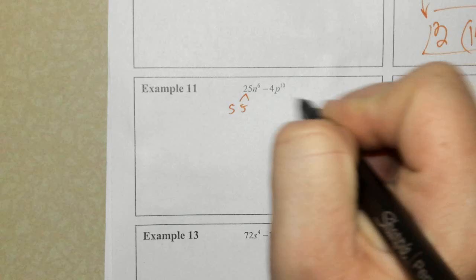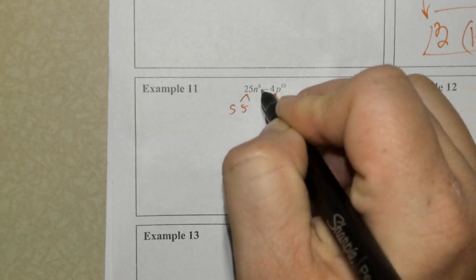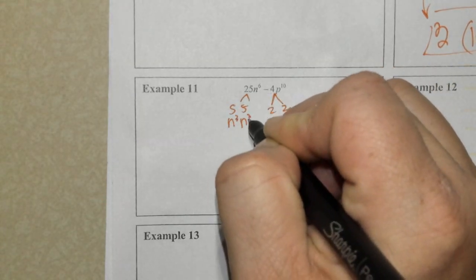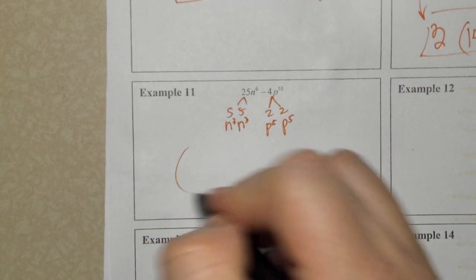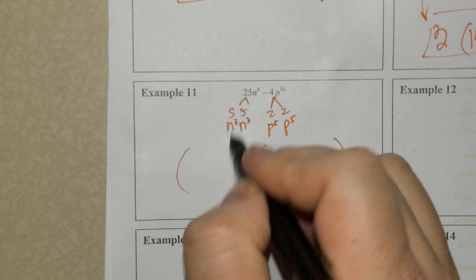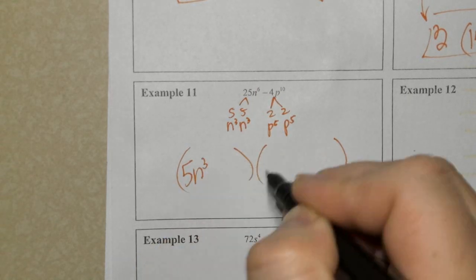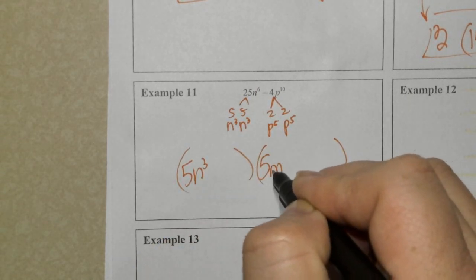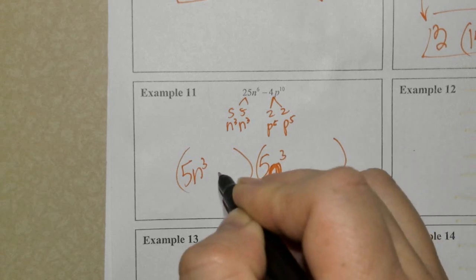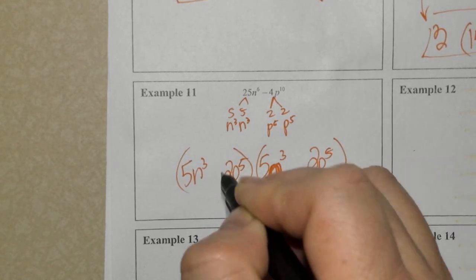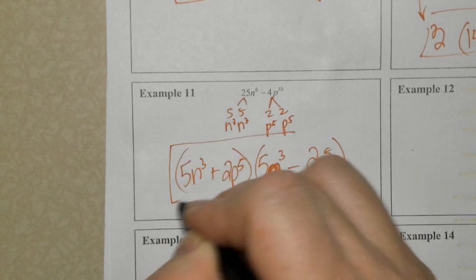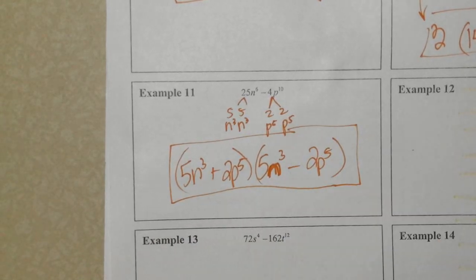This is 5 and 5. This is 2 and 2. n to the third and n to the third. p to the fifth and p to the fifth. Because it's subtraction, I can move forward. I have 5n to the third in the front of both. 5n to the third. In the back will be 2p to the fifth. One's positive, one's negative, and we have fully simplified this problem.